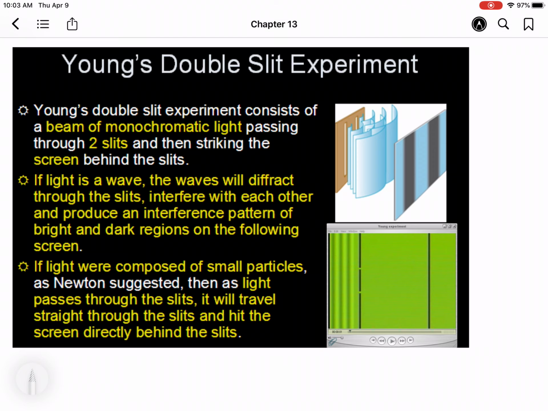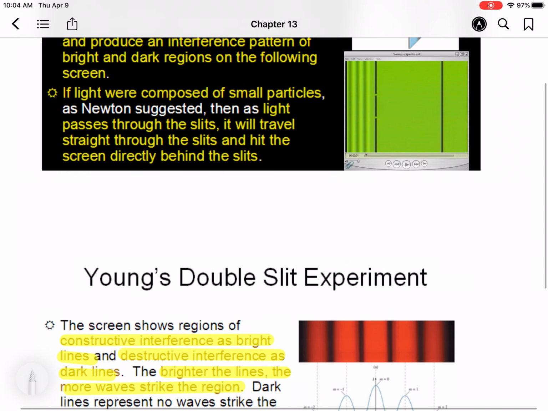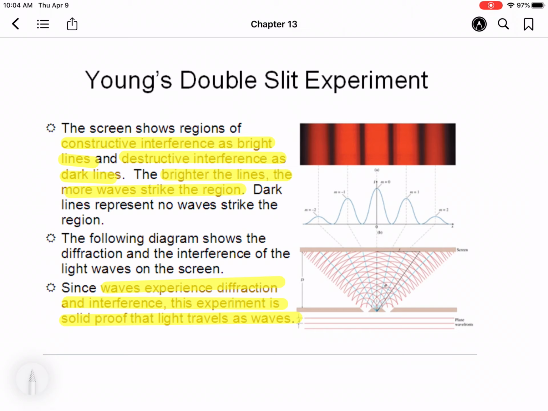Okay, and so you can kind of see this when you do it with that previous little applet. Basically it's 2 slits, and we're going to send light at it and see the light interfere with itself. Then we're going to put a screen, and on the screen we're going to see bright and dark spots. Young's double slit experiment is basically where we send light at 2 slits.